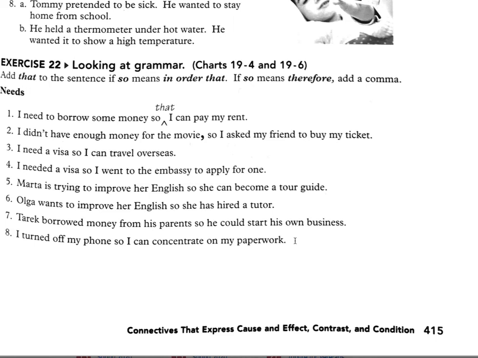Okay? Now tomorrow, we're going to start on page 416. And if you want to go ahead and get ahead, you might look at chart 19.7, the explanations, and complete exercises 24, 25, and 26. And we'll do that tomorrow.